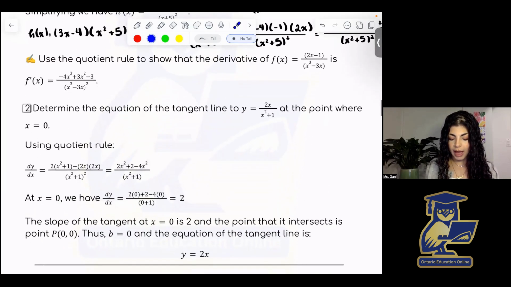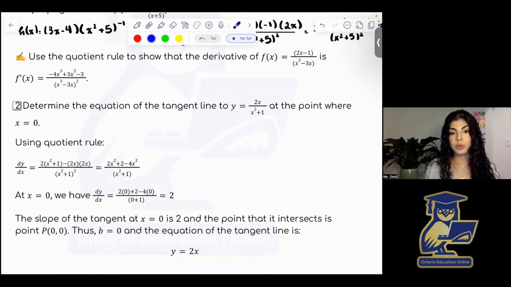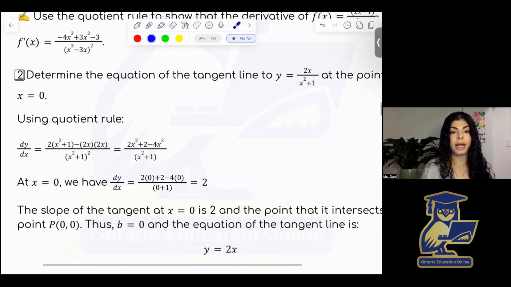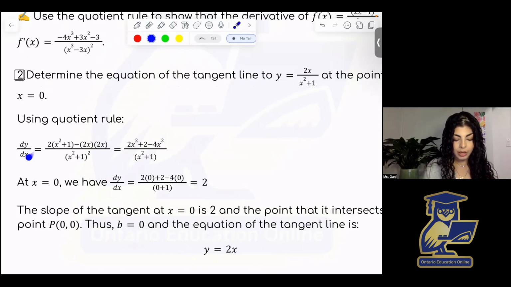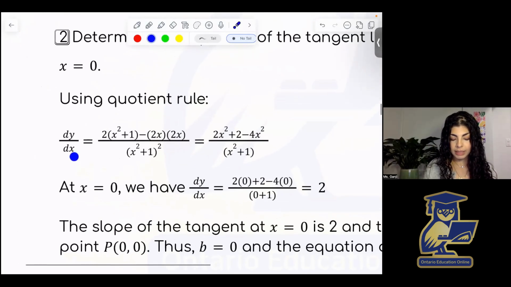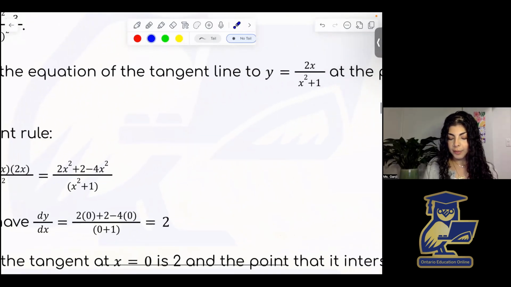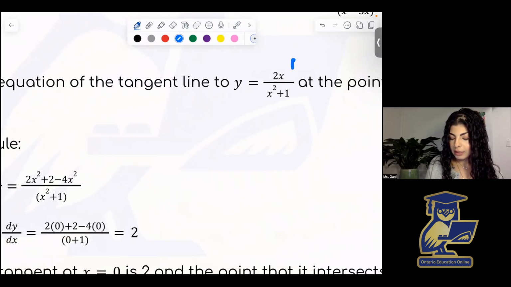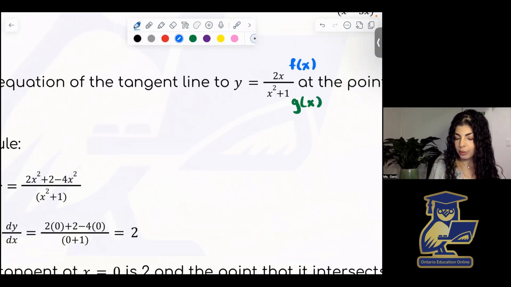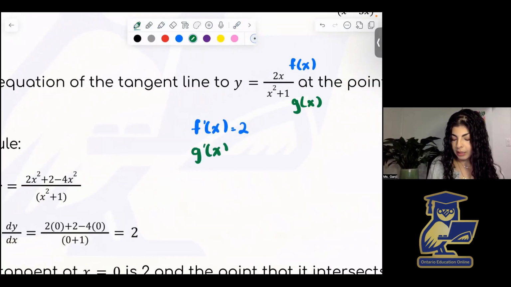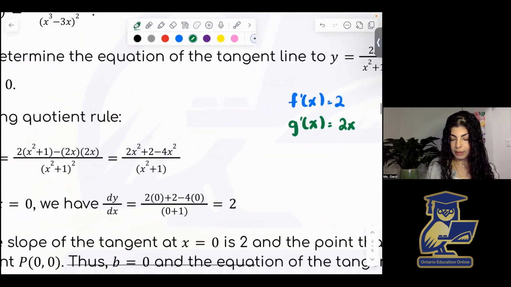So our second example, we have the function y equals 2x over x squared plus 1, and you're asked to find the equation of the tangent line when x is equal to 0. So here, I'm going to start by finding my derivative function using the quotient rule. So now in Leibniz notation, we have dy by dx, and here, if this is f of x, and this is g of x, then we also have f prime of x is 2, and g prime of x is 2x. And so that's exactly what I'm seeing here.